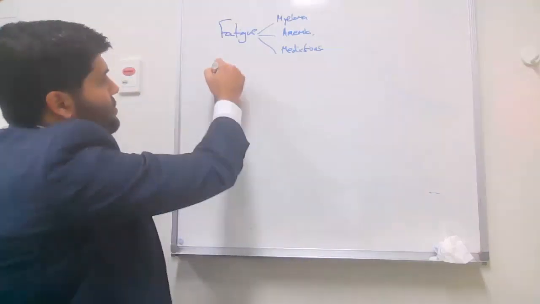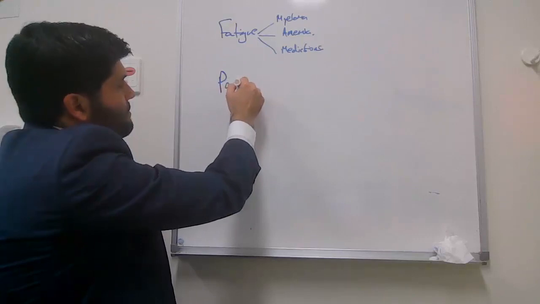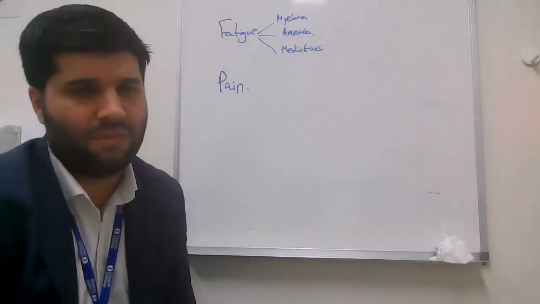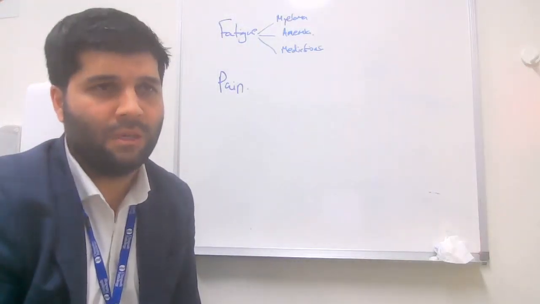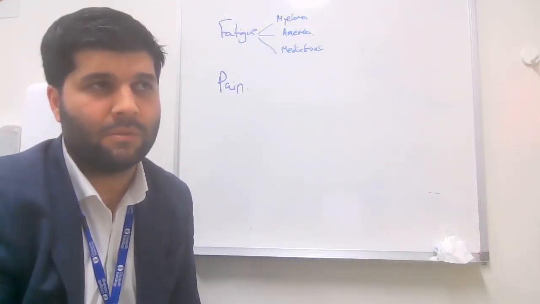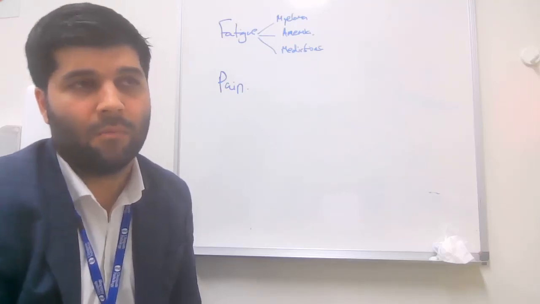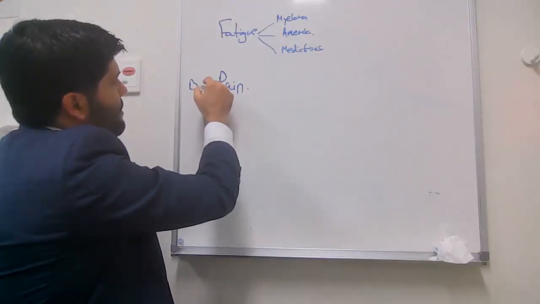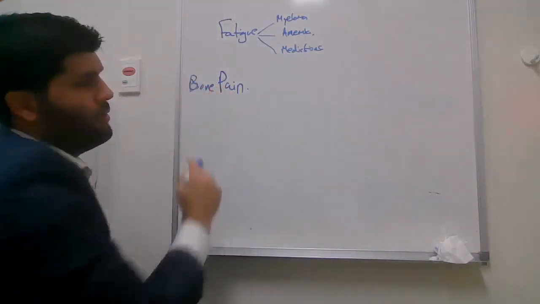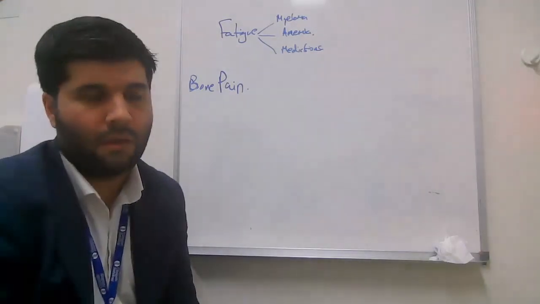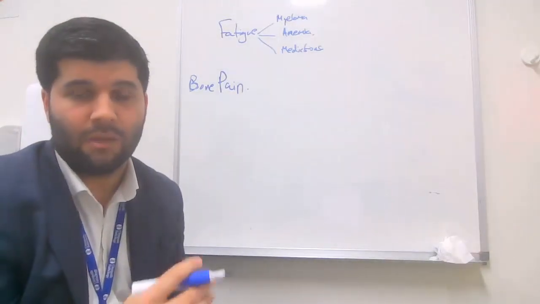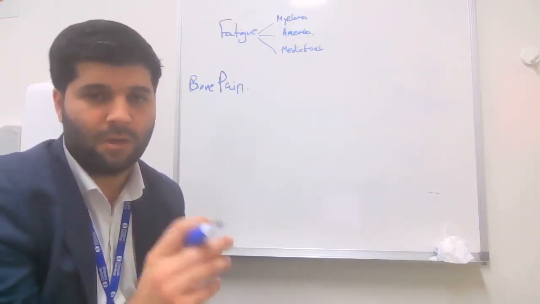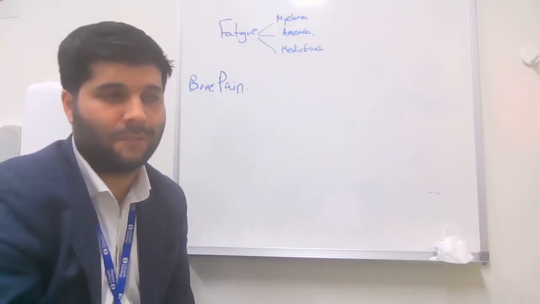The second thing I want to talk about is pain. And again, pain can be for a number of reasons, but specifically, what we often see people presenting with is bone pain. Bone pain is a manifestation of multiple myeloma, and as I said, it is because these myeloma cells in the bone marrow eat away at the bone and cause these lytic lesions.